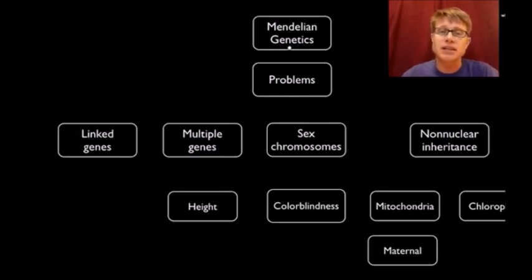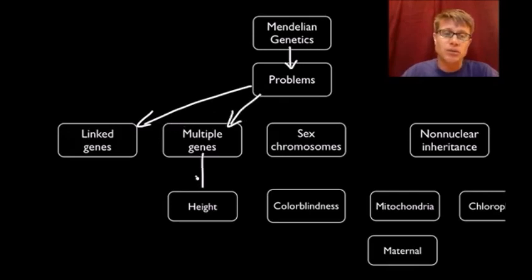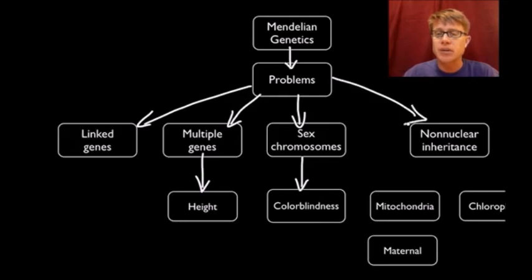And so in this podcast, I'm going to talk about some of the problems with Mendelian genetics. Not problems per se, but things that we didn't address in the Mendelian genetics podcast. First one is the idea of linked genes, or genes that are found on the same chromosome. We'll then talk about multiple genes, and this is actually one of the most important things in all of genetics. In other words, most things are not like a hitchhiker's thumb. Most things are not caused by just one simple gene. Next, we'll talk about how sex chromosomes can affect inheritance. The example I'll give you is color blindness. And then finally, we'll talk about non-nuclear transfer. In other words, DNA that's not even found in the nucleus.